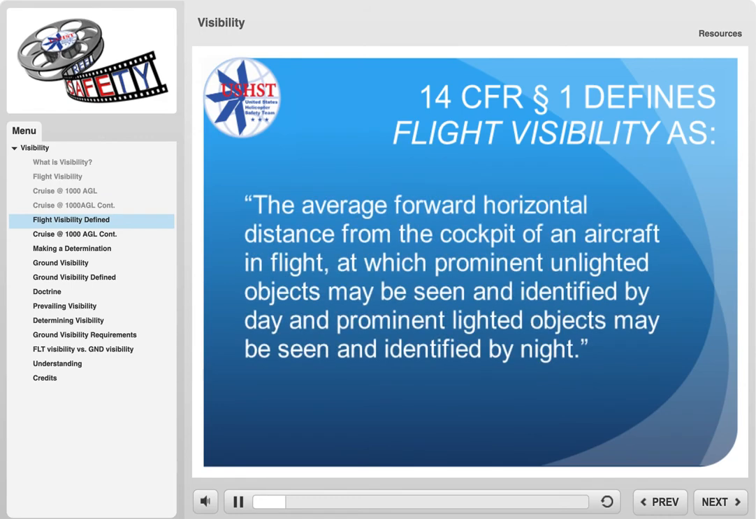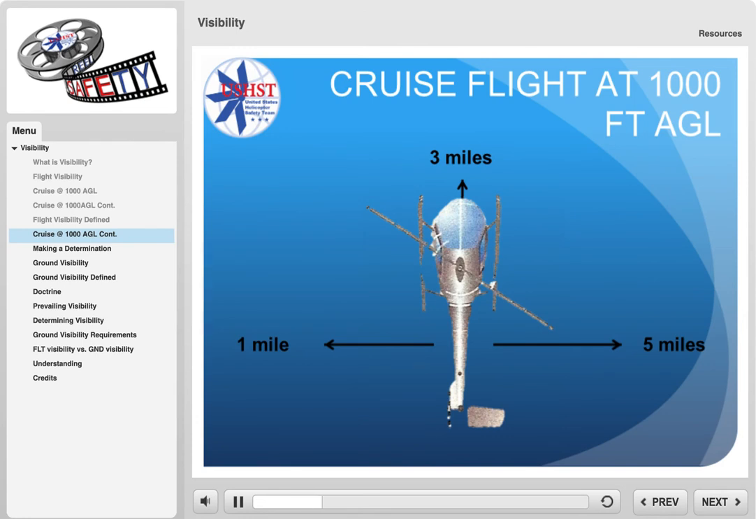14 CFR Part 1 defines flight visibility as the average forward horizontal distance from the cockpit of an aircraft in flight at which prominent unlighted objects may be seen and identified by day, and prominent lighted objects may be seen and identified by night. The key word is forward. So in our example, the flight visibility is 3 miles.